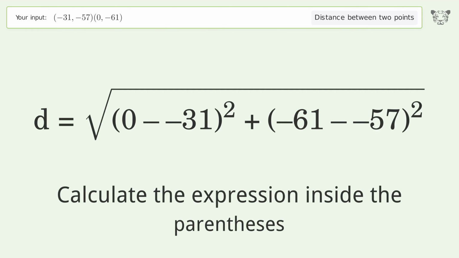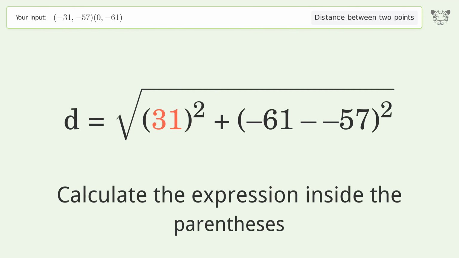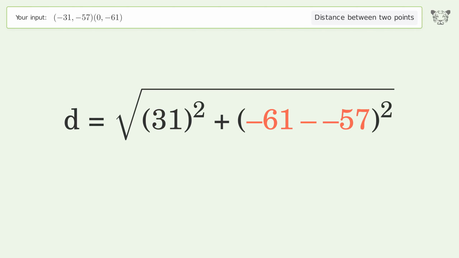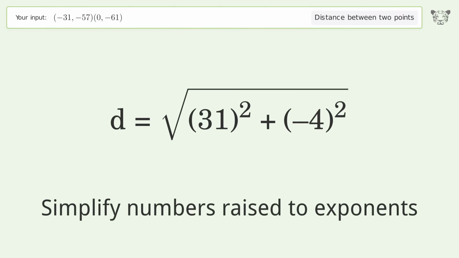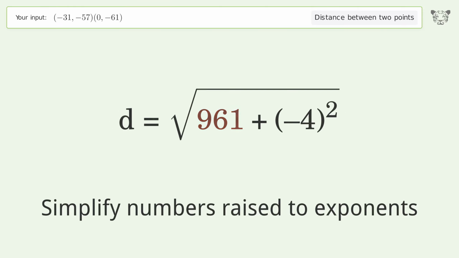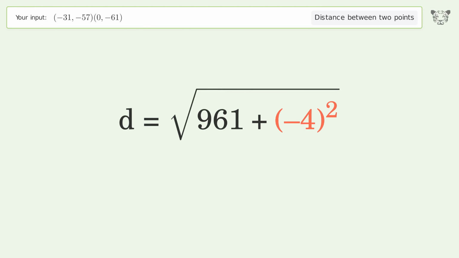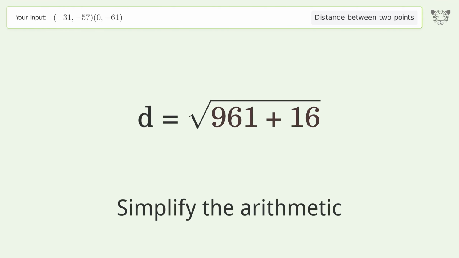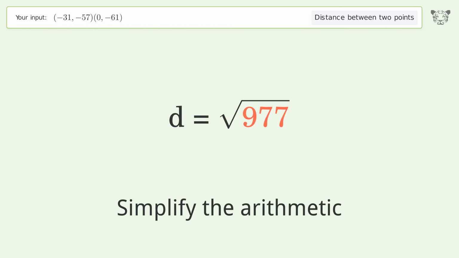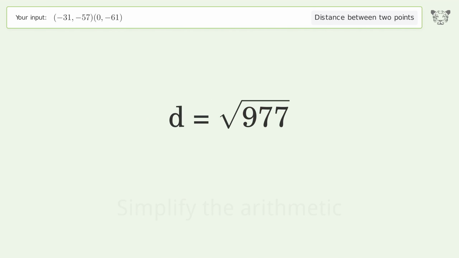Calculate the expression inside the parentheses. Simplify numbers raised to exponents. Simplify the arithmetic. And so the distance between the 2 points is the square root of 977, or 31.257.